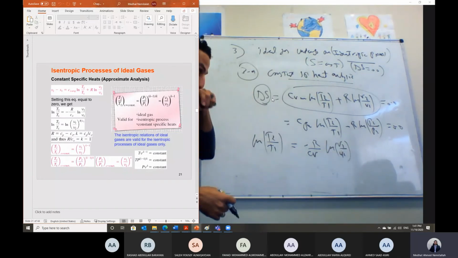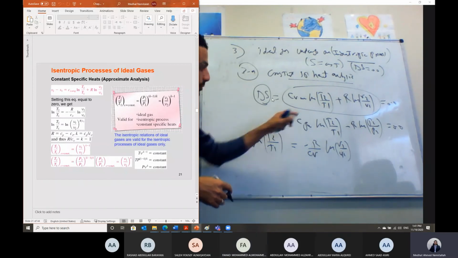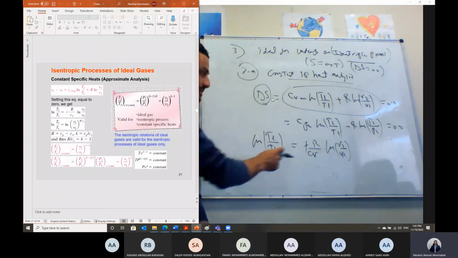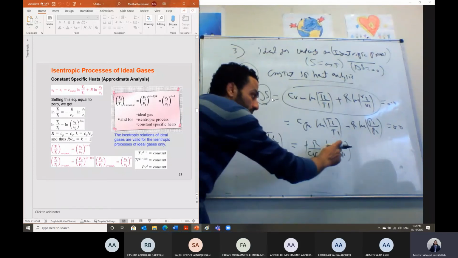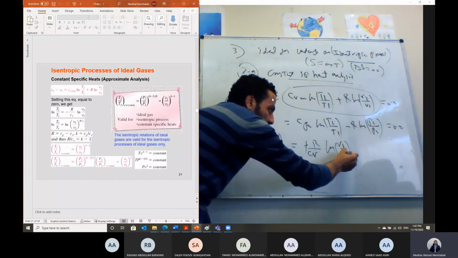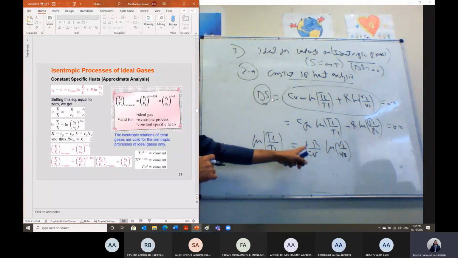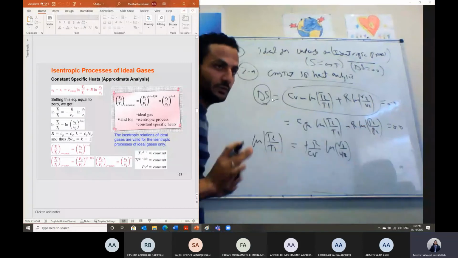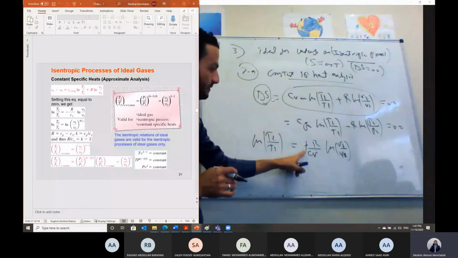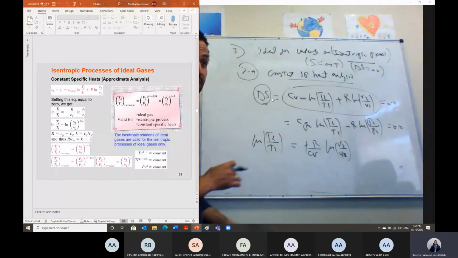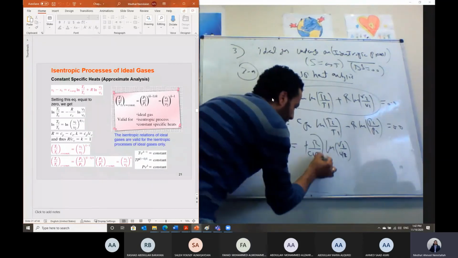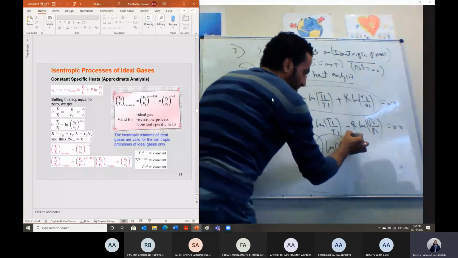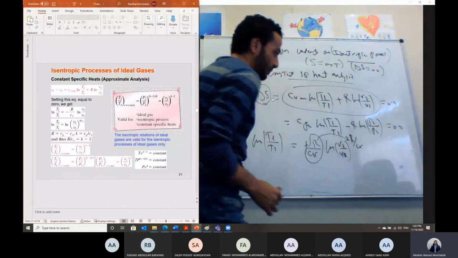Is it, Shabab? Yes. So can we just remove this negative sign, multiply the whole thing by the negative sign, and take it inside the ln, so it will be what? Instead of V2 over V1, it will be V1 over V2. Is it correct, Shabab? Because ln of V2 over V1 is ln V2 minus ln V1. So if I take the negative sign inside, it will be ln V1 minus ln V2, or we can just say ln V1 over V2. Is it correct? Yes. So can we take this R over CV here as a power?